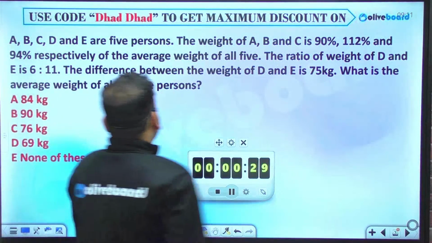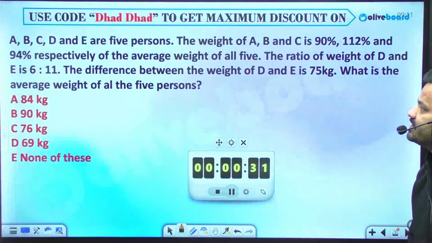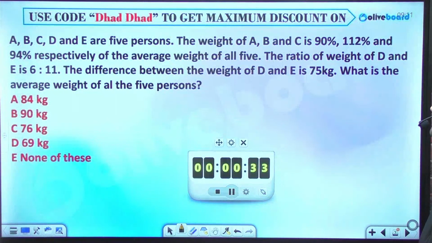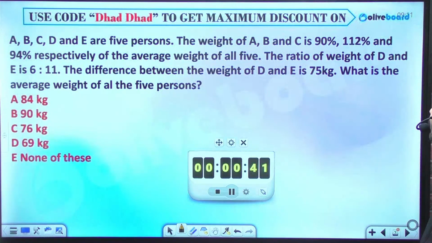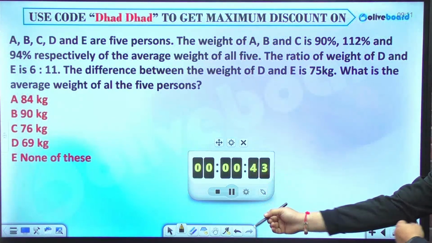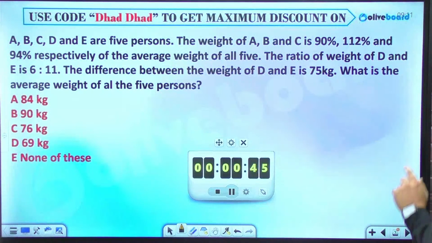ठीक है। A, B, C, D, E are 5 persons. The weights of A, B, C are given in variable form, that is 90%, 112%, and 94% respectively of the average weight of all the five. The ratio of the weight of D and E is this much. The difference between the weight of D and E is 75 kg. What is the average weight of the entire 5 persons?